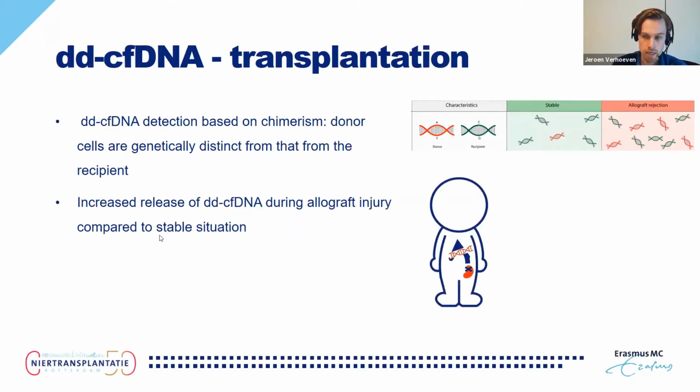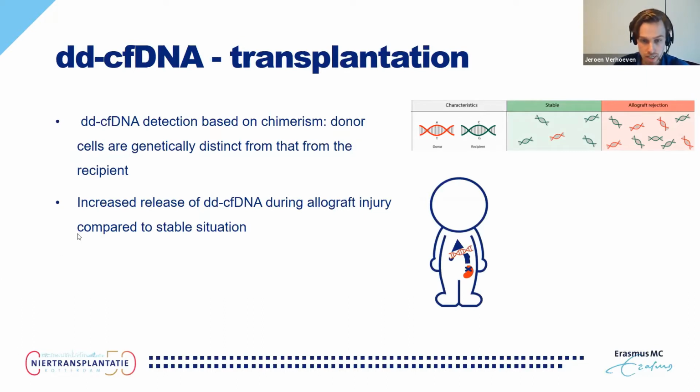So how can donor-derived cell-free DNA be detected? Donor-derived cell-free DNA can be detected based on chimerism. So we know that donor cells, except for identical twins, are genetically distinct from the recipient. And based on that, donor-derived cell-free DNA can specifically be detected.